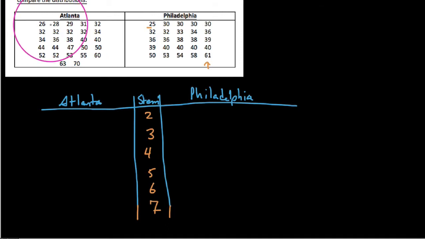So for instance here, if I see in the 20s we have a 26 and a 28 and a 29, I'm going to write 26, 28, and 29. So you can see that our leaves emerge out of the stem outwards. So instead of writing it the usual way, we want them to originate from the middle and work their way out. So 26, 28, and 29.